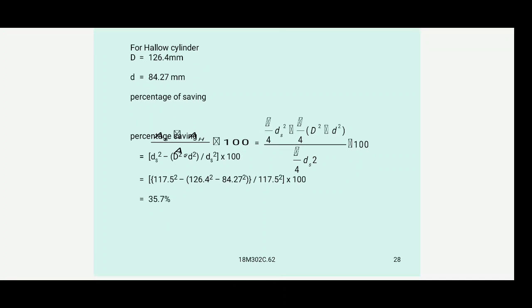The percentage of saving is the difference of areas, A1 minus A2 by A1, into 100. That is pi by 4 into ds square minus pi by 4 into capital D square minus small d square, by pi by 4 into ds square, into 100. That is equal to 35.7%.